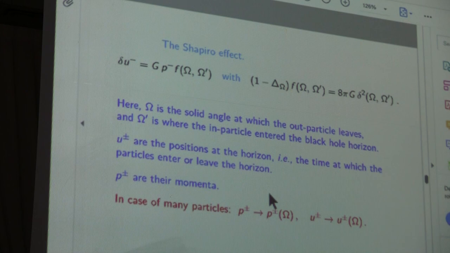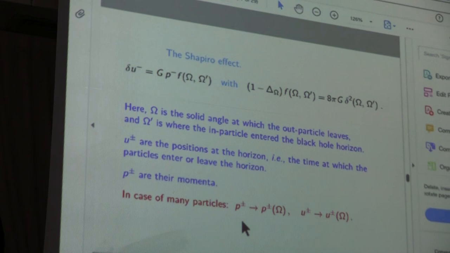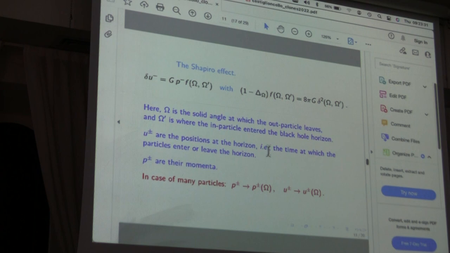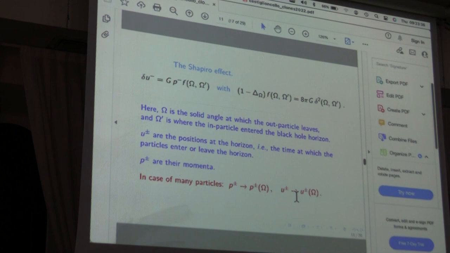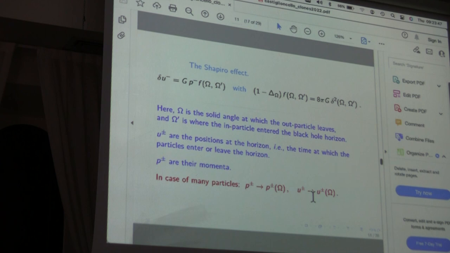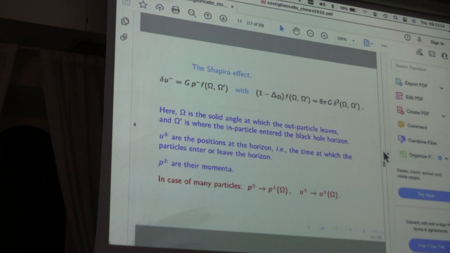But you see something more important. What I'm doing next here, and I'm trying to save time a little bit, is not reading everything that's on the screen. I'm going to replace one particle in and one particle out by many particles going in and many particles going out. So now at all solid angles on the sphere, there are particles going in and particles going out, and they all obey the same remarkable Shapiro effect.